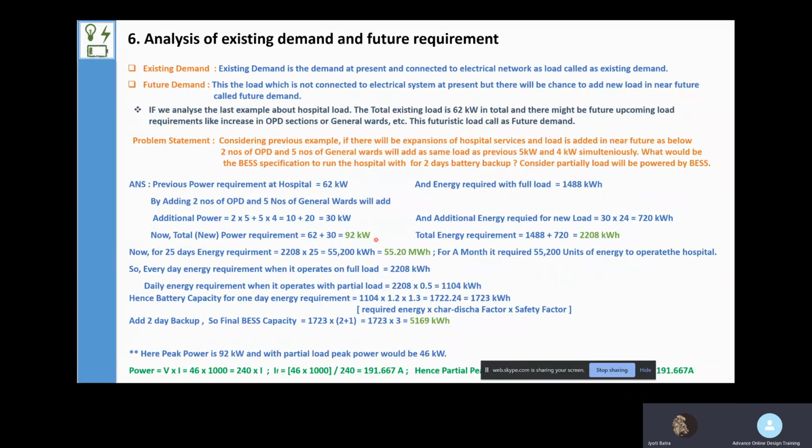So the problem statement: considering the previous example, if there will be expansions of the hospital services and load is added in the near future, two numbers of OPD and five numbers of general wards are going to be added. The same load as the previous, 5 kilowatt and 4 kilowatt respectively for each. So what would be the best specification to run the hospital with 2-day battery backup? Consider partial load will be powered by the battery energy storage system.